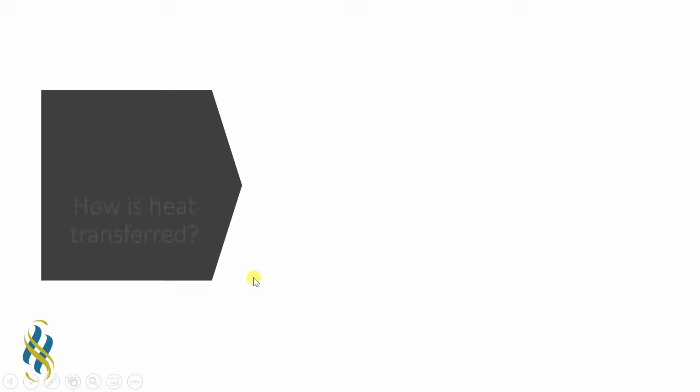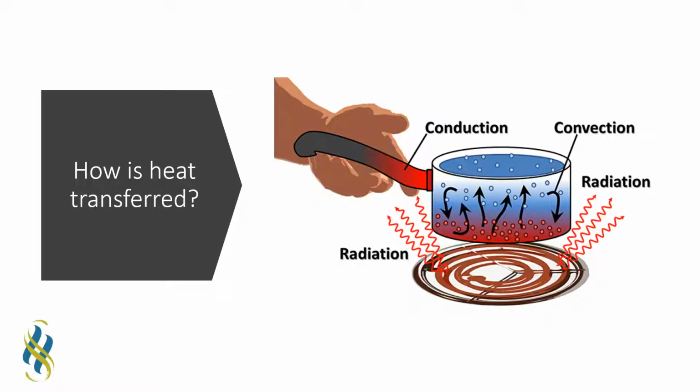So how is heat transferred? Heat can travel from one place to another place in several ways. The different modes of heat transfer includes conduction, convection and radiation.